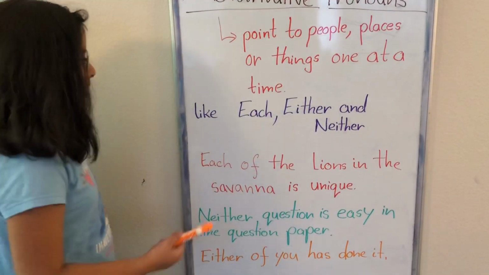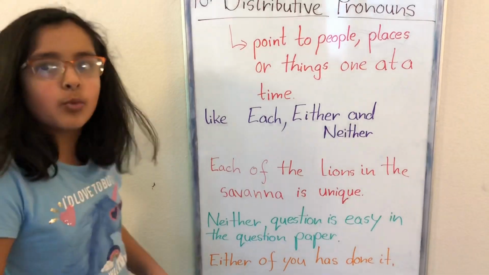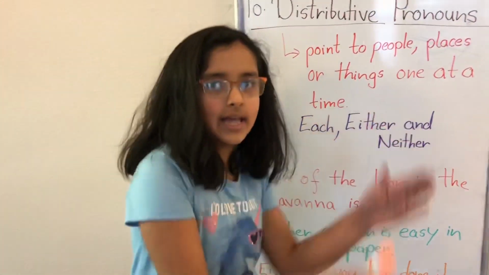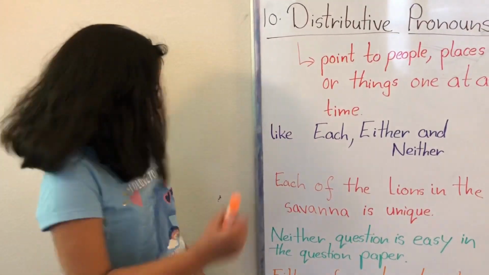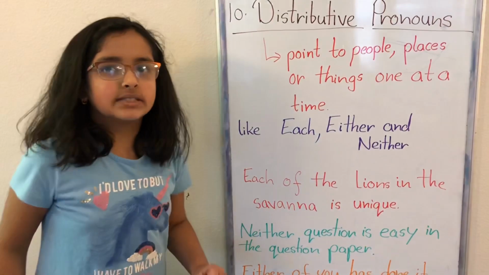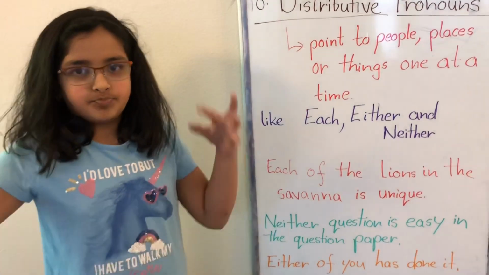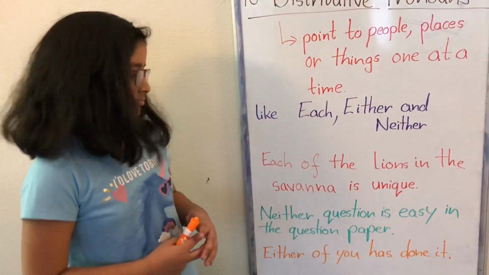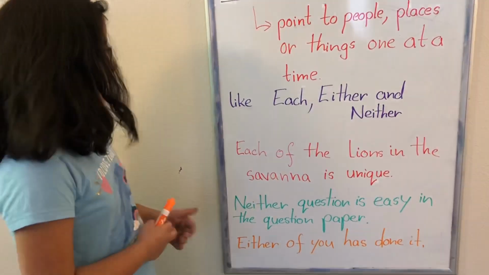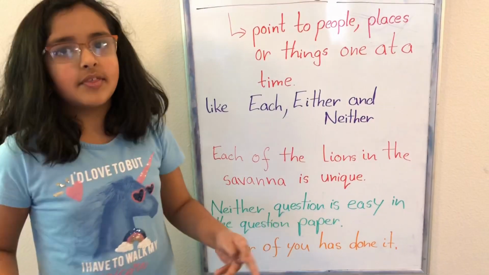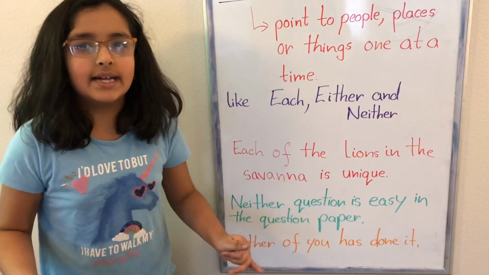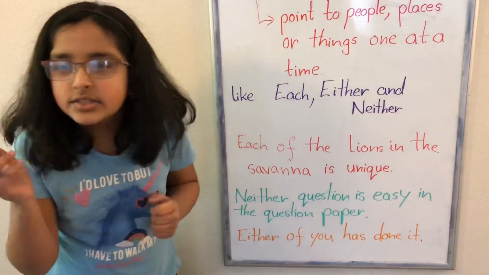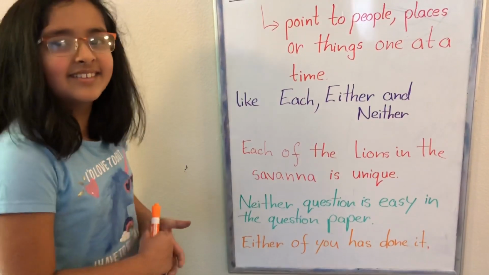So that means like each of the lions, we're talking about individual lions one at a time. And neither of the questions means you have questions and they're not easy. Neither of them is easy. And either of you has done it. That means there are two people and one of you did something bad.